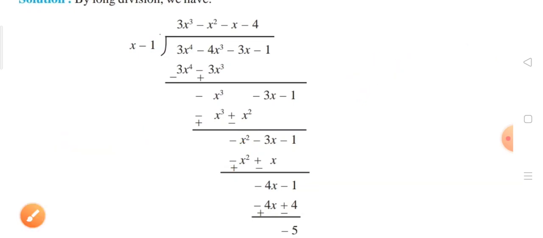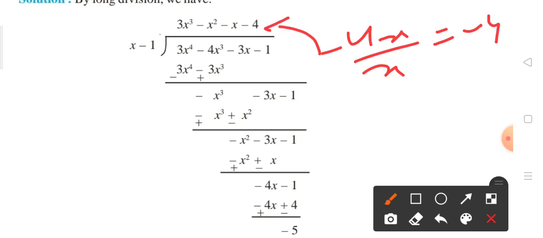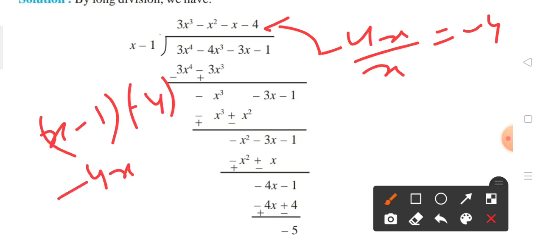Now we find the next term of the quotient, that is minus 4x divided by x. So minus of 4 we place over here. Now multiply x minus 1 with minus of 4. You get minus 4x plus of 4. Place this value over here. Change the sign. This will cancel out. The remainder is left out with minus of 5. So remainder is minus 5.